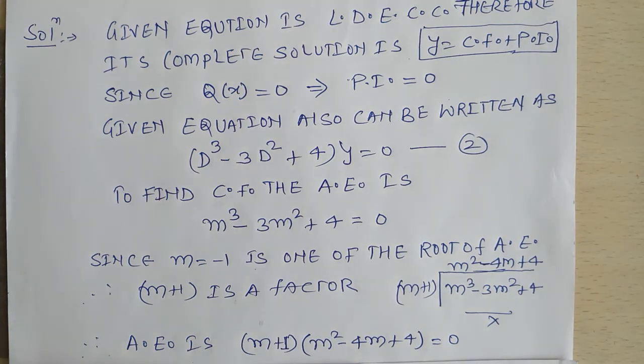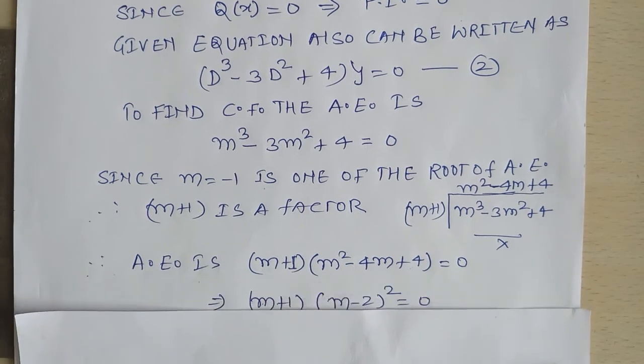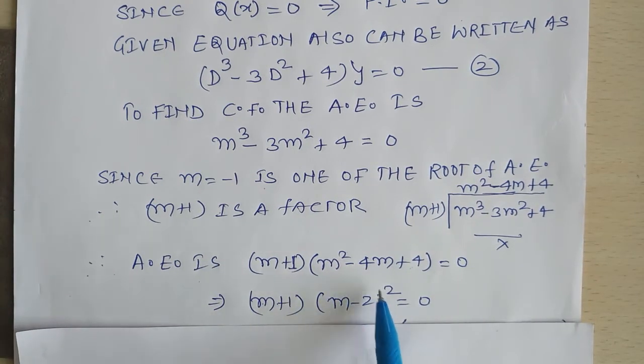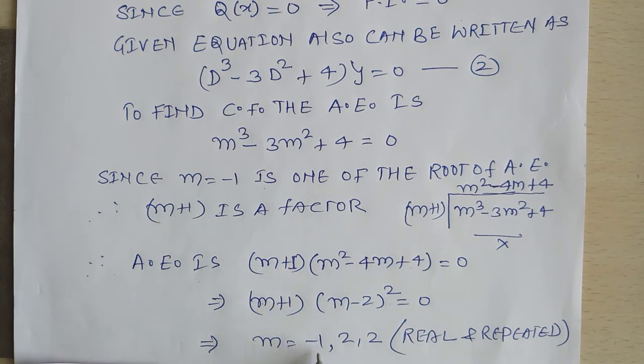So the given auxiliary equation can be expressed as (m plus 1) into (m square minus 4m plus 4) equal to 0. Further, m square minus 4m plus 4, this is what? (m minus 2) whole square. So we get (m plus 1) into (m minus 2) whole square. So from here we get m equal to minus 1, and from here we get m equal to 2 and 2. So the roots are real and repeated.